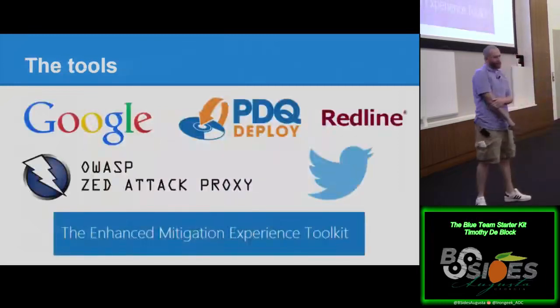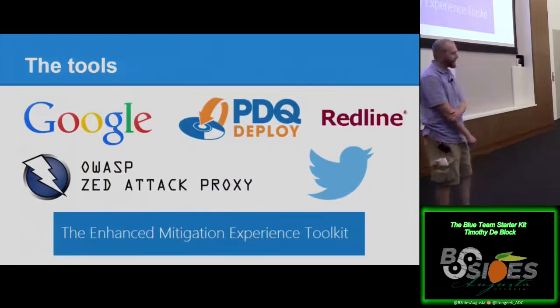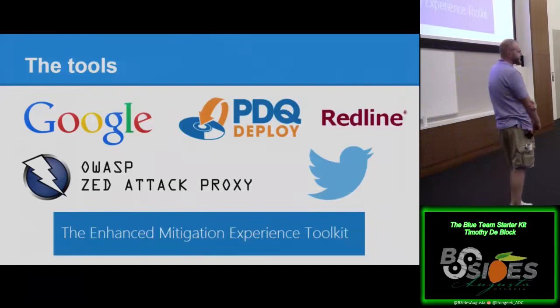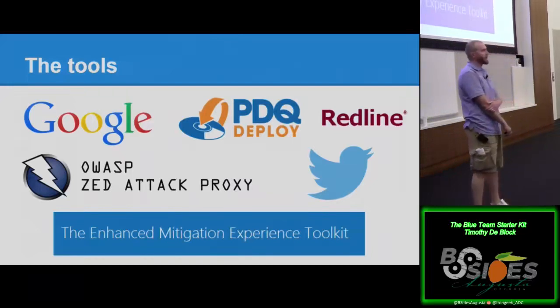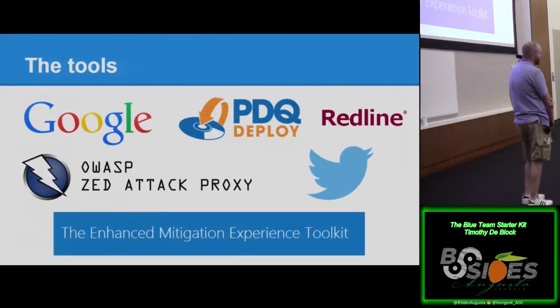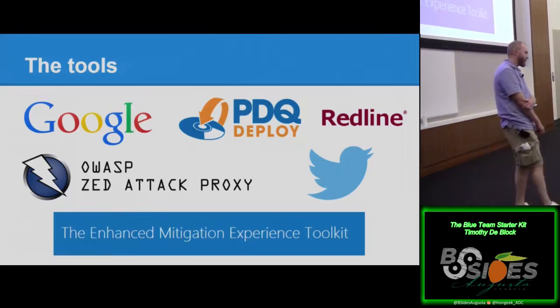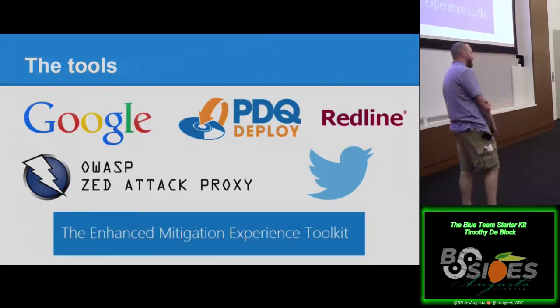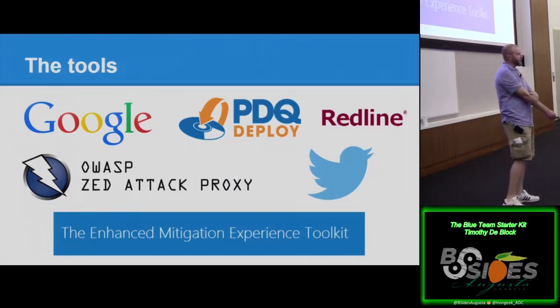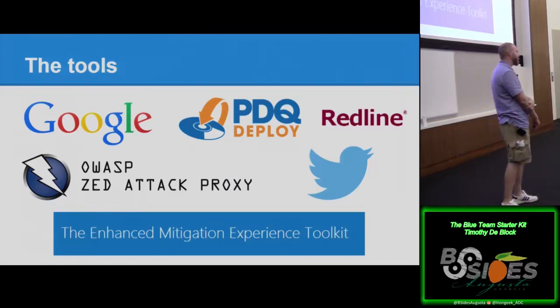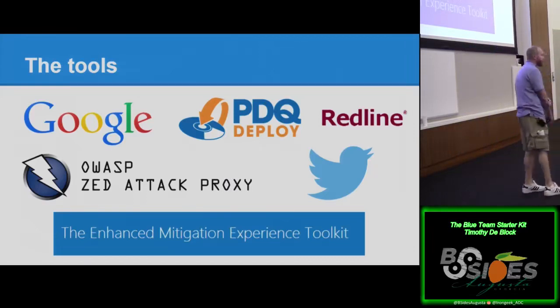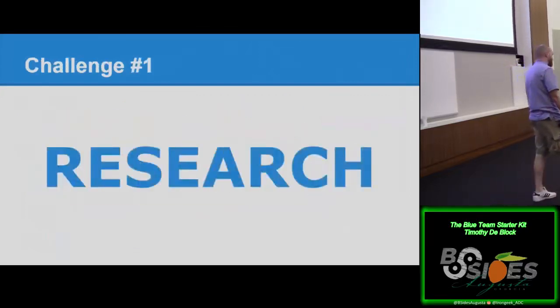So these are all the tools. I'm going to blow the delivery of it right away. We've got Google and Twitter for research and discovery and staying up with current information security news, new developments and vulnerabilities. OWASP Zed Attack Proxy, which is used for security assessment. The Redline tool for forensics, and then the Enhanced Mitigation Experience Toolkit, Microsoft's free tool that helps with hardening. And finally, PDQ Deploy, which helps with patch management and getting those pesky Adobe Flash vulnerabilities taken care of. So my first challenge is research.